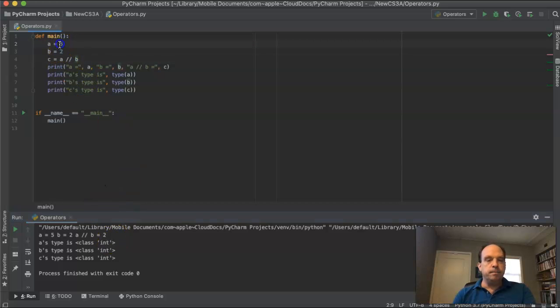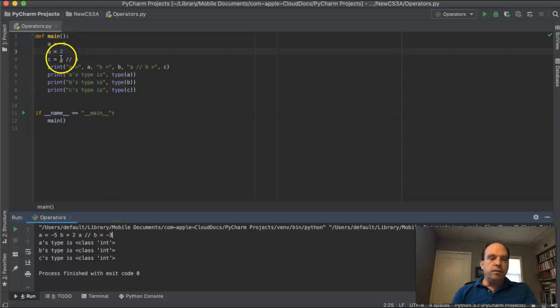And in fact, if a is negative 5, we might expect negative 5 divided by 2 to give us a result of negative 2 using floor division. But in fact we get negative 3. Python always rounds down in floor division so that negative numbers become more negative.